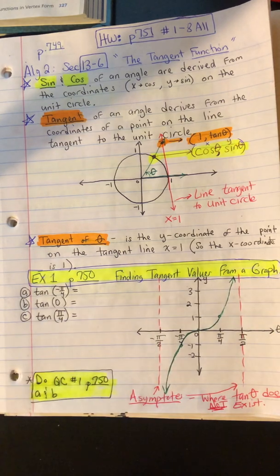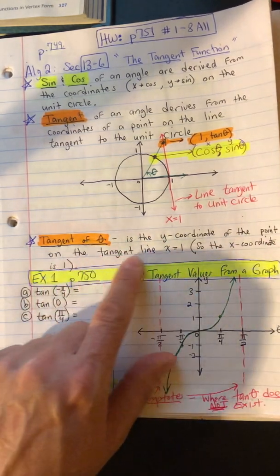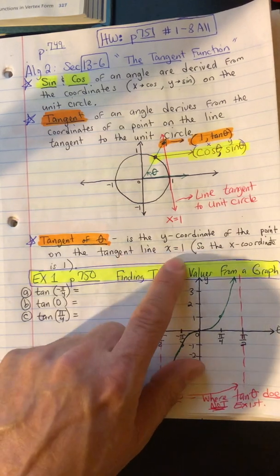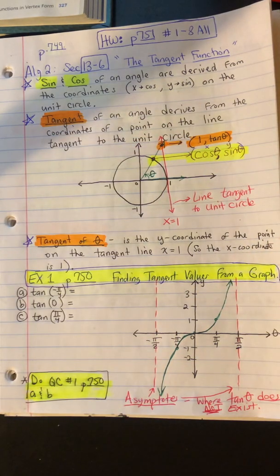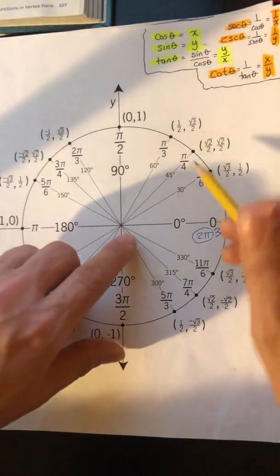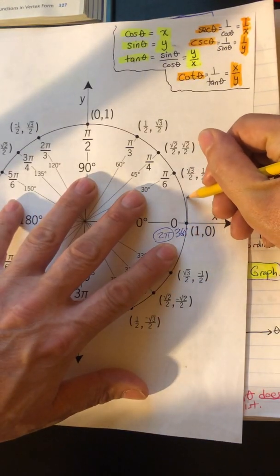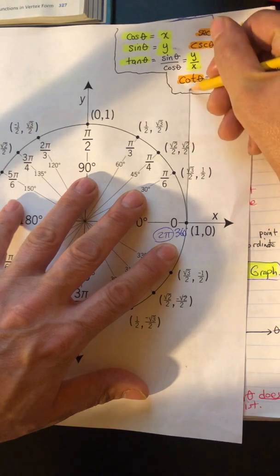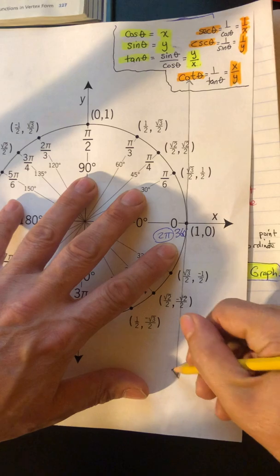So again, here's another definition for tangent of theta. It is the y coordinate of the point on the tangent line, x equals 1. So the x coordinate is always 1, and the y coordinate is the answer to tangent of theta, whatever theta is. So again, if I wanted to find the tangent of 30 degrees, I would have to draw this line here, which is x equals 1. And it's tangent to the unit circle.